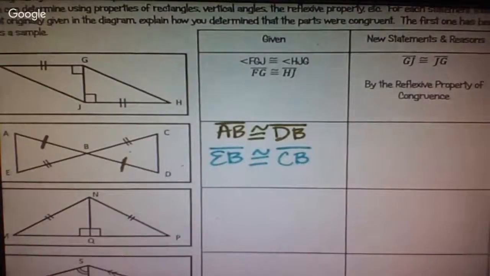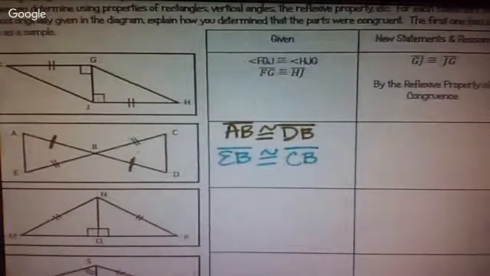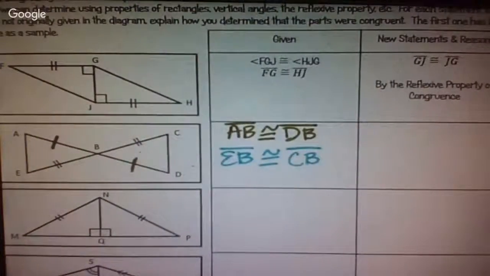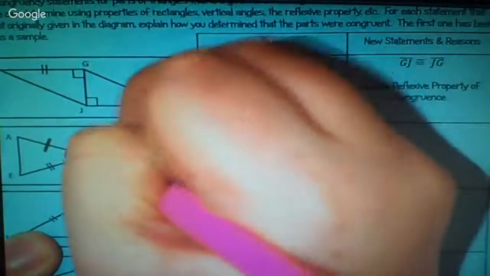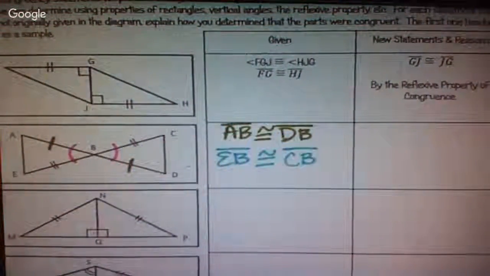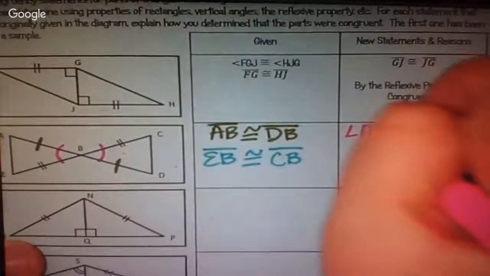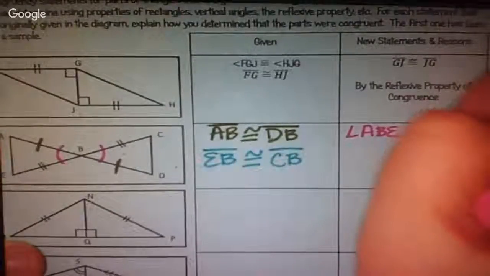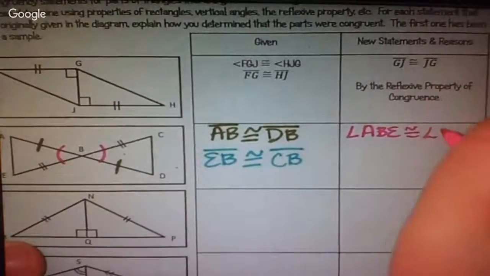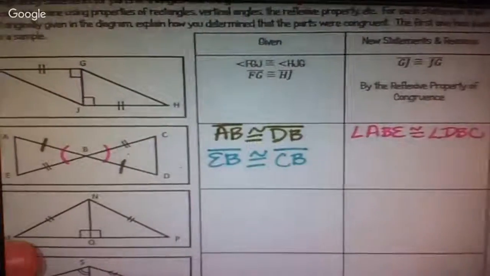Okay. What piece of information can you get from this picture that they just didn't mark? You can't prove that. What angle? You know how it crosses. Okay, so Bobo says I can mark this and this. So I can say that angle ABE is congruent to angle DBC.